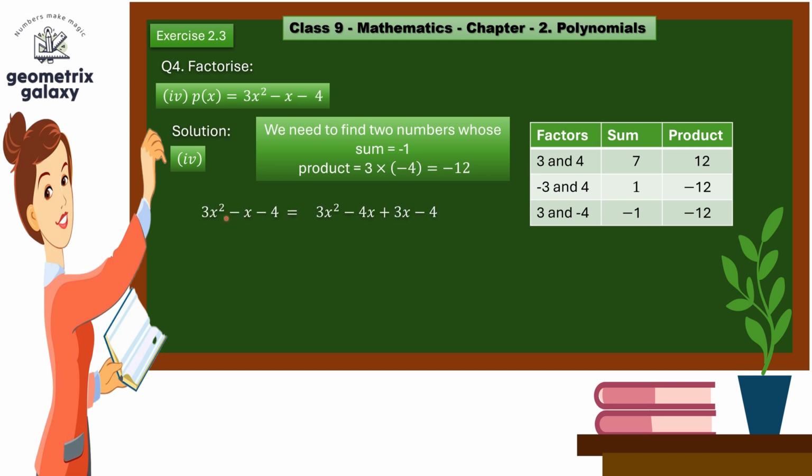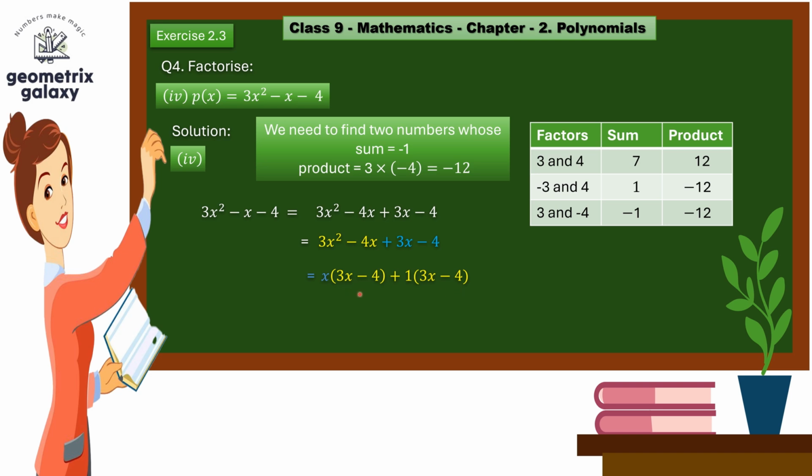Now we will split the middle term of 3x square minus x minus 4 as 3x square minus 4x plus 3x minus 4. Now let us take the first two terms and see what is common in that. In 3x square minus 4x, the common factor is x. In the third and fourth terms, 3x minus 4, the common factor is 1. So we can write this as x into 3x minus 4 plus 1 into 3x minus 4.